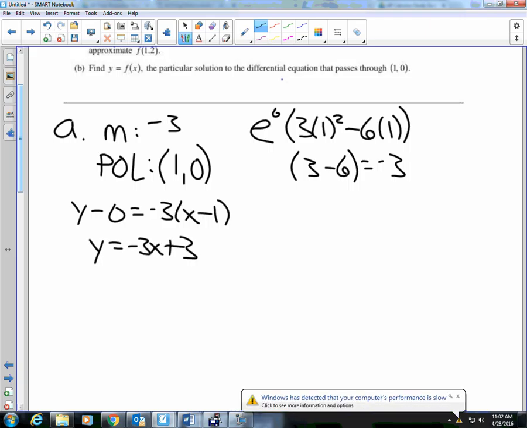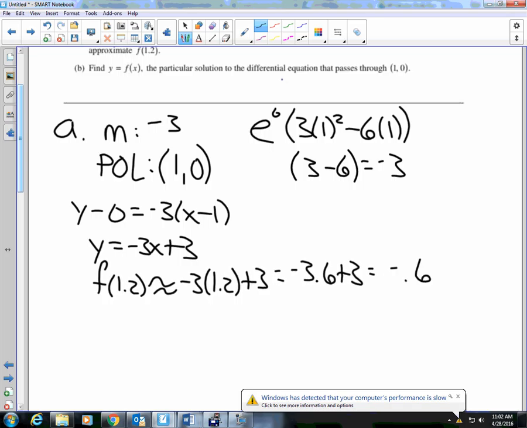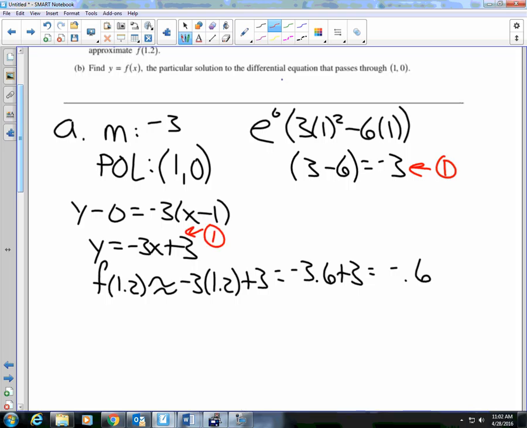And now I'm going to use that to approximate f of 1.2. So how do I approximate f of 1.2? f of 1.2 is approximately equal to negative 3 times 1.2 plus 3, which is negative 3.6 plus 3, or negative 0.6. For this scoring, they give you 3 points. 1 point for coming up with the negative 3, 1 point for the linearization or the line tangent, and 1 point for the estimation of negative 0.6. We got 3 out of 3 so far. And of course, you had to try it in order to get the points. It doesn't count to write down what I have.